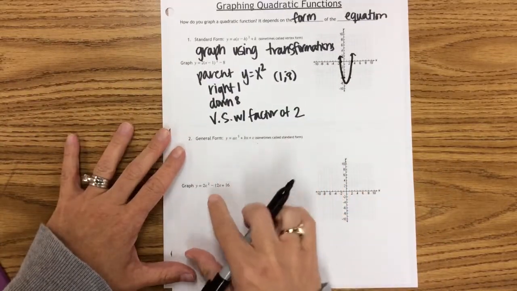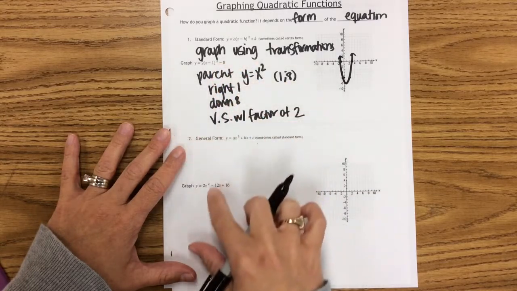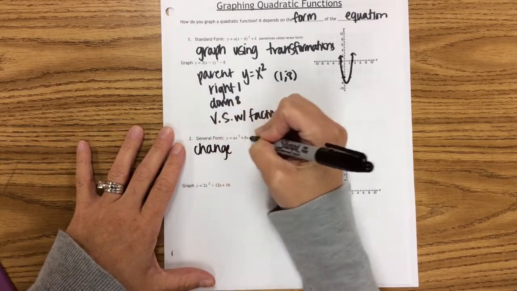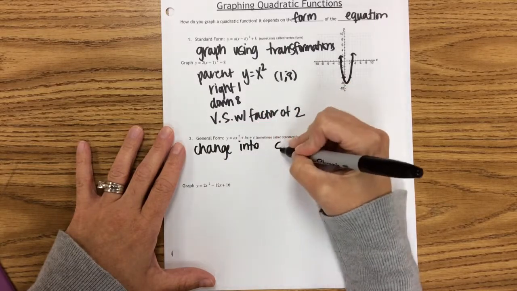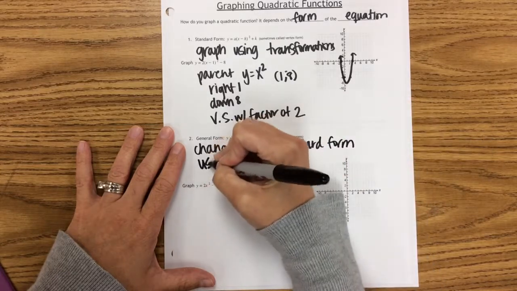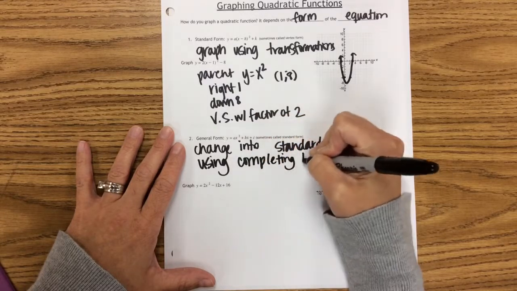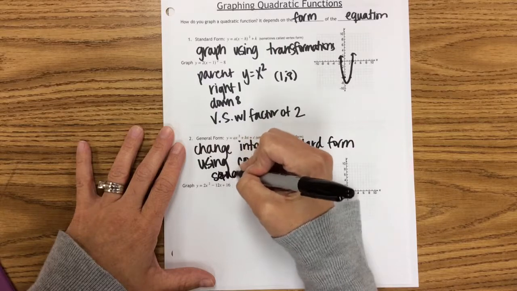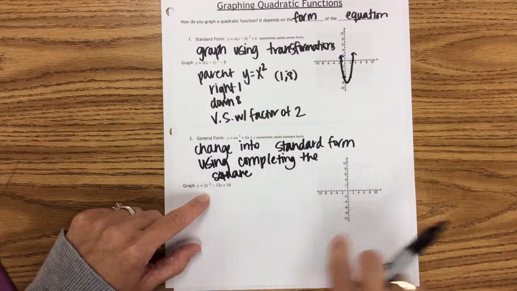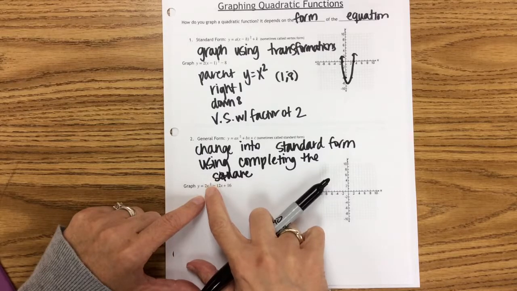If you're here in general form, we can't just pick out the vertex like we did here. We said, oh, 1, -8 because of these numbers here. We don't have that here. So what we're going to do is change into standard form, using a method called completing the square. And completing the square is going to allow us to change this into this and then graph it the same way. So when you complete the square, the first thing you need is the x squared to have a coefficient of 1, and right now it has a coefficient of 2.